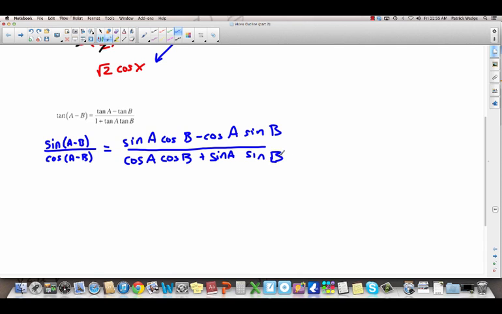Okay, now how did that help us? First of all, there's no canceling you can do here. I know some people might be saying, hey, I can cancel those cos B's and these sine B's. You can't do that. This is a binomial. There's a minus sign. This is a binomial. There's a plus sign. You have to have exactly the same thing.